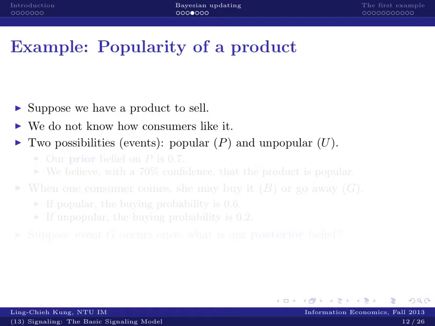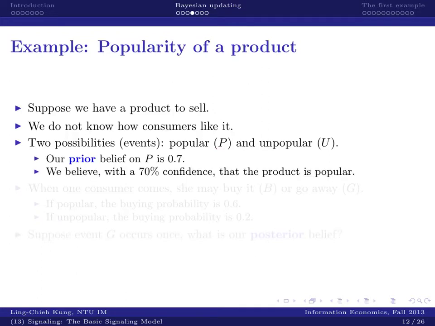Suppose we have a product to sell. We do not really know how consumers like it. So let's assume there are two possibilities. Either our product is popular or unpopular. Let's assume that I have a prior belief that the product is popular, that is 70%. With a 70% confidence, I believe the product is popular. So I am somewhat confident with my own product. So I guess it's not so ugly. I guess it's somewhat popular.